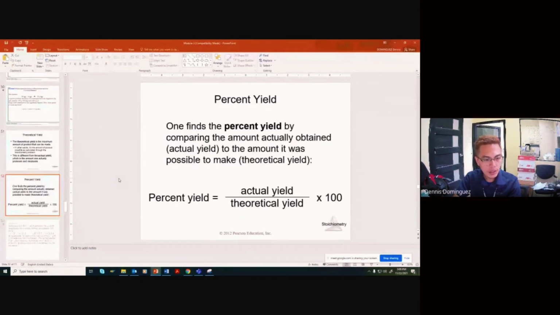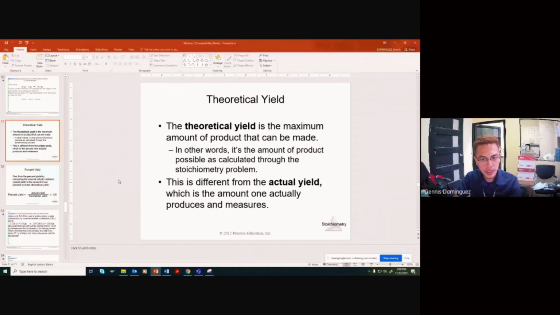The final topic will be theoretical yield. Theoretical yield is the maximum amount of product that can be made. In other words, it's the amount of product possible as calculated through this stoichiometric problem. Meaning to say, what we solved earlier, the grams of water, that is the theoretical yield. It is not the same as your actual yield.